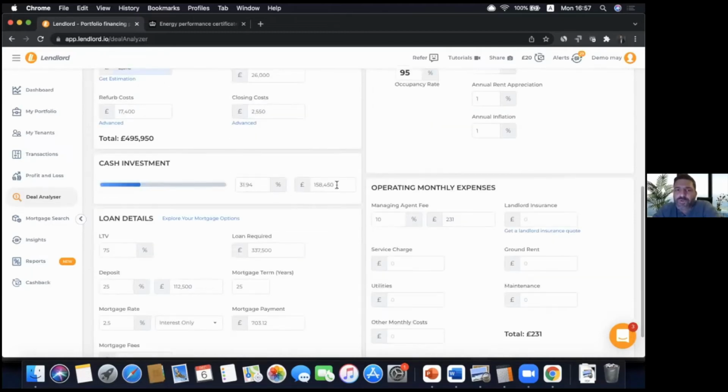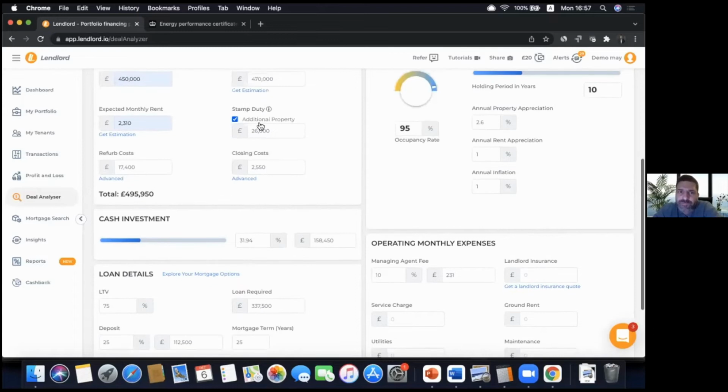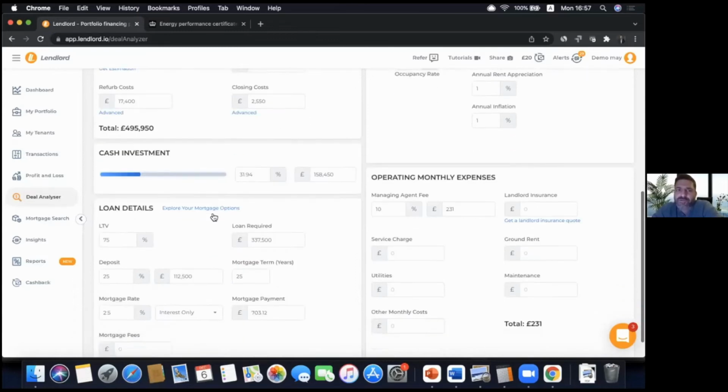So I need to put more cash to cover the stamp duty, the refurb cost, and the closing costs. So basically, in total, I need to put around 32% in cash, even though the deposit is only 25%. So this is the required loan that I need to take.